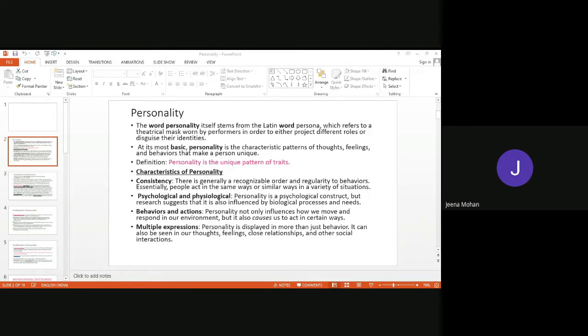The next is the experimental method or the scientific method. This is very, very important. The experimental method is the most scientific and objective method for studying behavior. This usually gives more importance to the cause and effect relationship. And the key factor in this method is controlling the conditions or variables.